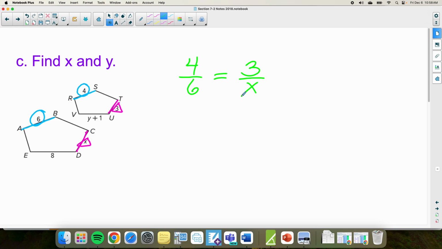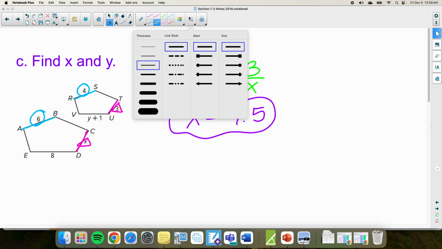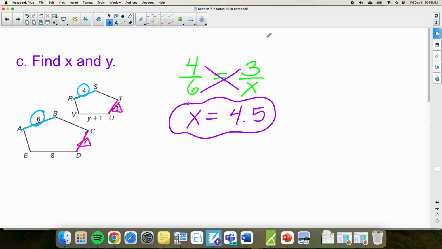Okay? So now what I'm going to do here is I'm going to solve this, and I taught you a shortcut way where you can just multiply these 2 that are across from each other and divide by 4. And 18 divided by 4, is that 4.5? Is that what you guys got? I believe. Okay? Now, we still have to find y. That's another thing they wanted.